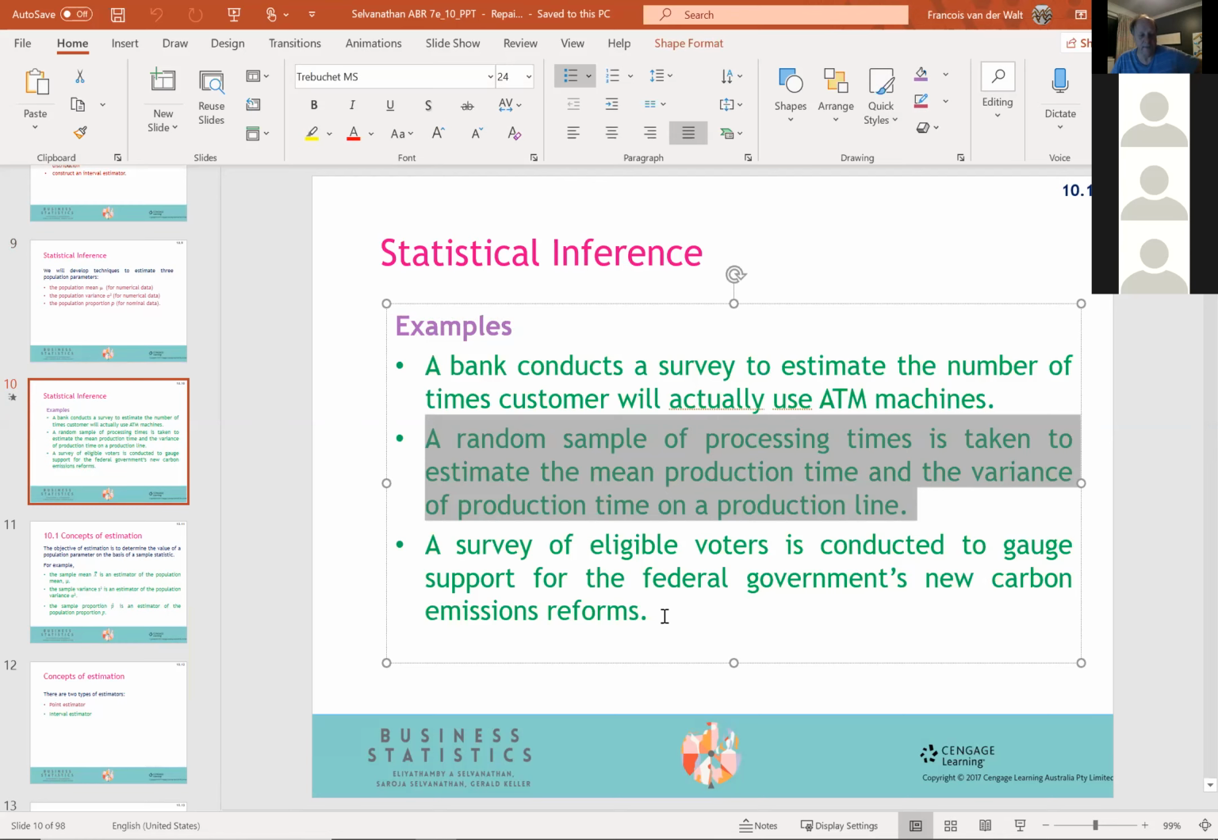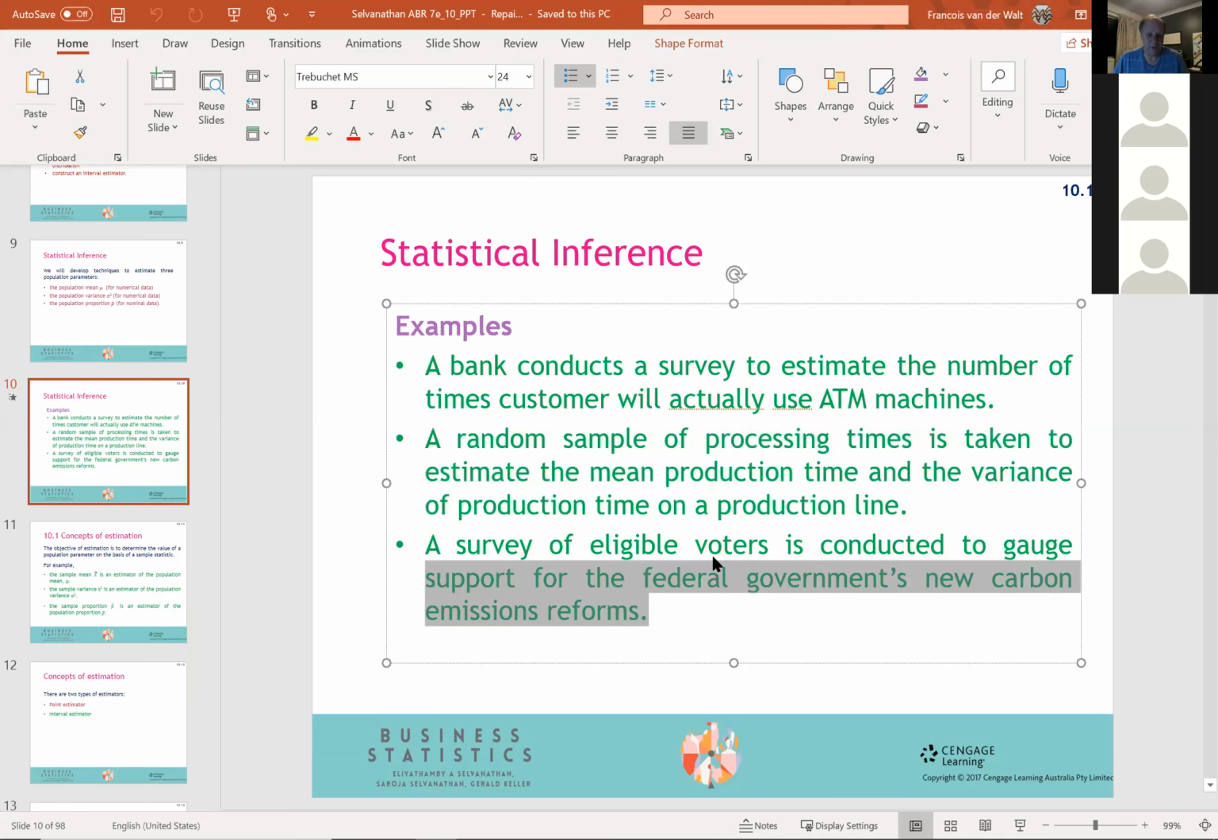Okay. The next one is to estimate the mean production time. This is often in manufacturing. They want to know how long it takes to produce a car, or whatever product is produced. And then governments and political parties are always interested in how voters will vote. So they draw samples and so on. I'm sure you've seen them.